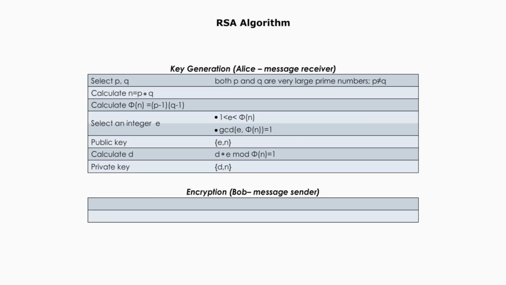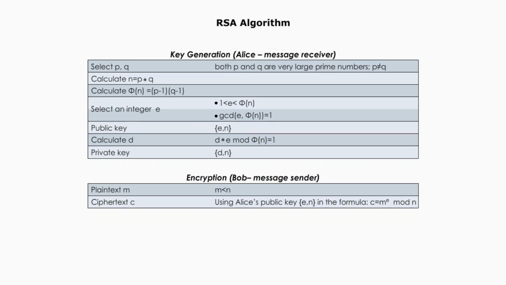Step 2 is for Bob, encryption of his message M. Suppose Bob's message M represents his plain text and is treated as an integer, as in the formula, where M is less than N. In this process, Bob will use Alice's public key to encrypt his message. Plain text M is encrypted with Alice's public key E and N. The formula to encrypt M is C equals M to the power of E modulo N, where C is the ciphertext.